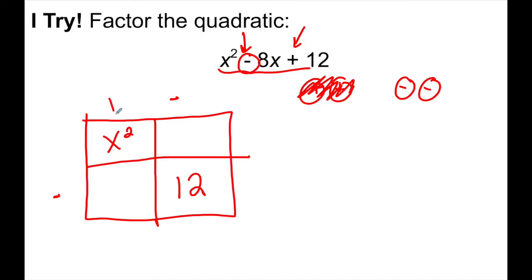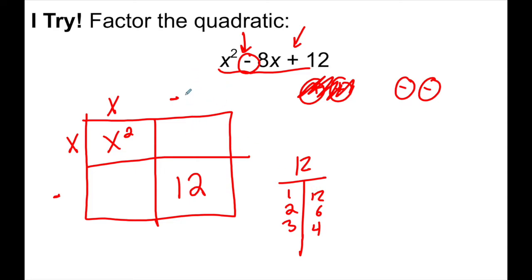Now, I can assume that these are both x's because that's the only way to get x squared in this case. And now I need to analyze 12. So I need to think about what's going to multiply and give me 12. So I've got 1 and 12, I've got 2 and 6, I've got 3 and 4, and then 4 and 3. So those are my combinations right now. And the factors of 12, by the way, are 1, 2, 3, 4, 6, and 12.